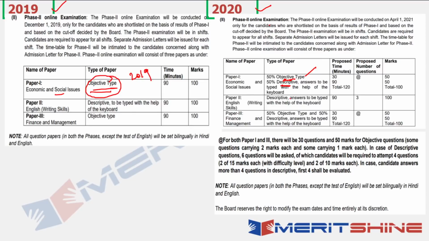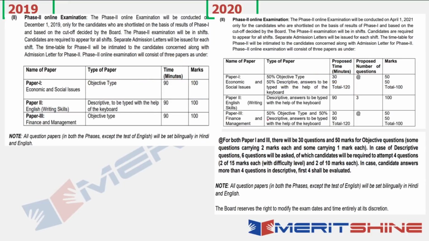Clear? Okay. Now, there was 90 minutes in total for paper 1. Here, the time is 30 minutes and 90 minutes. Total 120 minutes, means 2 hours. So, from a 1.5 hour paper, it has become a 2-hour paper. Paper 1, economic and social issues. Proposed number of questions, there is a symbol which we will see later on. Now, 50 marks is for objective questions, 50 marks is for descriptive questions, total 100 marks. So, the total marks remain the same.